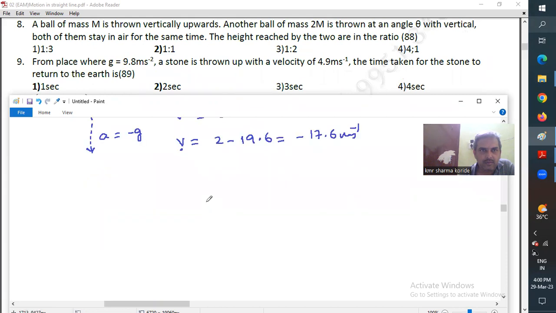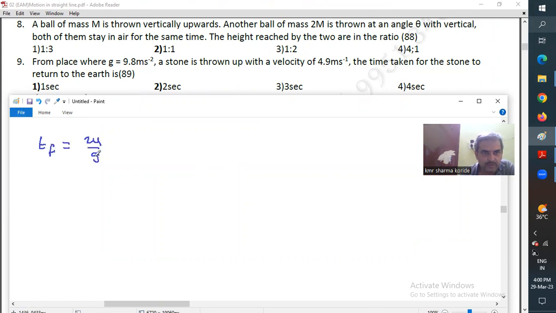Next question. From a place where g is 9.8 meters per second squared, a stone is thrown up with velocity 4.9 meters per second. Find the time taken for the stone to return to the earth. The question is connected to time of flight. The time of flight equation gives you 2u by g. So 2 into 4.9, u is 4.9, g is 9.8. So this is 9.8, this is 9.8, the answer is 1 second. So the first option is correct.